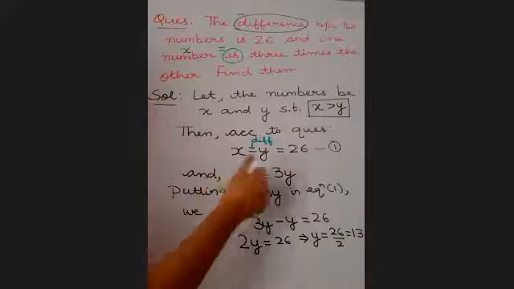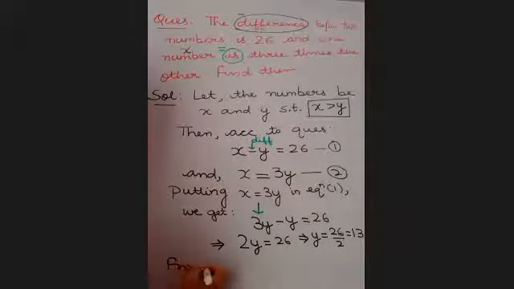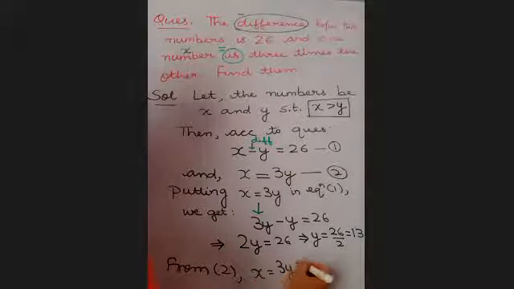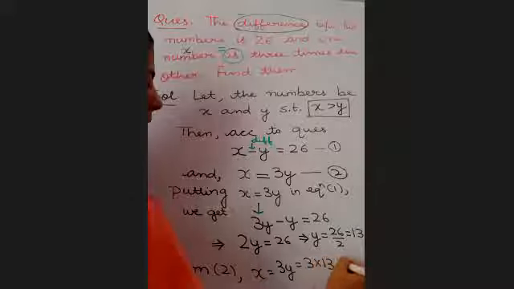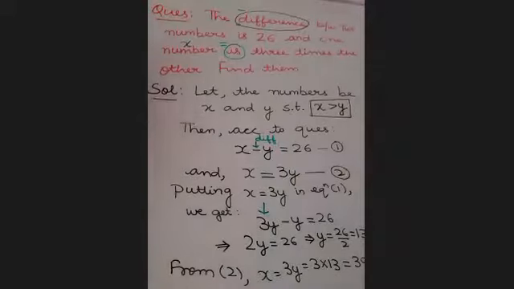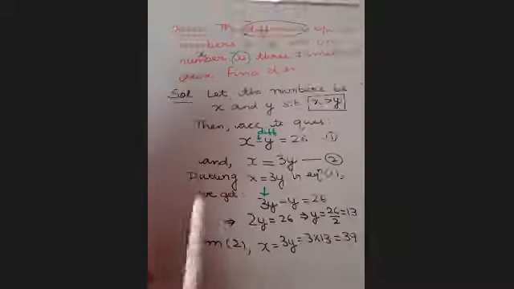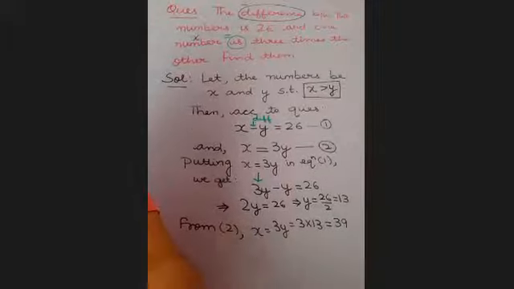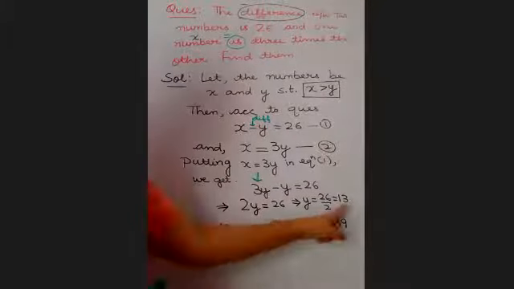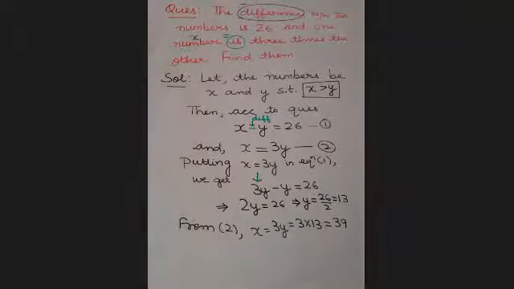Now next, X will be 39. From equation 2, X is equal to 3y is equal to 3 into 13 equal 39. So what are the two numbers, children? What are the two numbers, beta? X is equal to 39 and y is equal to 13.